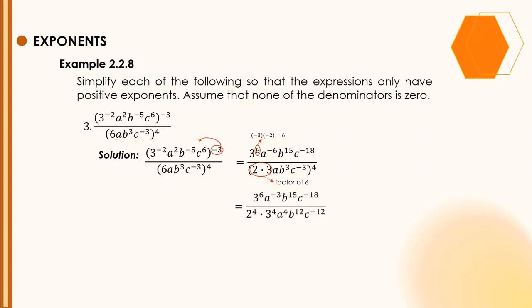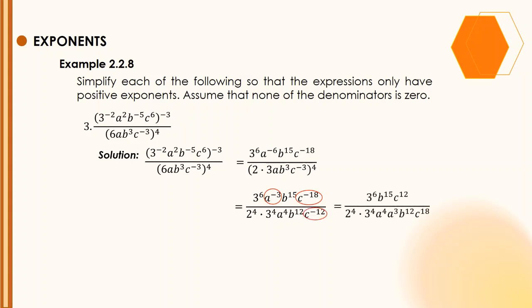So sa second equations is yung exponent na 4 sa baba, i-distribute din natin sa loob. Kaya yung 2, mayroon na siyang exponent na 4 at saka yung 3. Pati na rin yung a. Sa b naman is 3 times 4 is equal to 12, kaya 12 na lang yung exponent niya. Sa c naman is negative 3 times 4 is equal to negative 12, kaya negative 12 yung exponent ng c. Now, itong negative sa taas, ibaba natin at itong negative sa baba is itaas natin. So, ito yung magiging result niya.